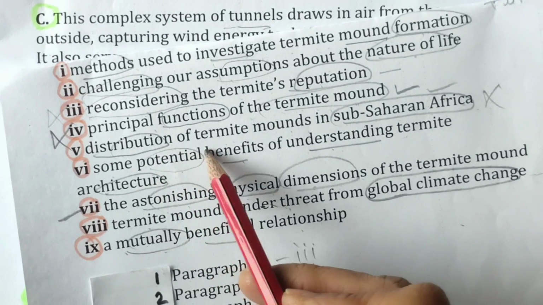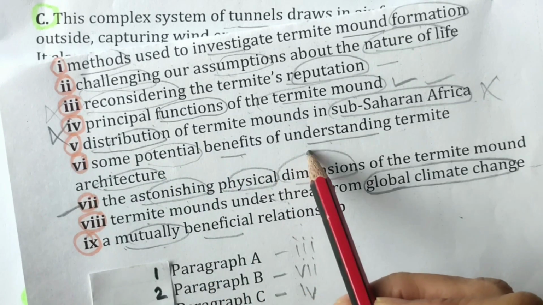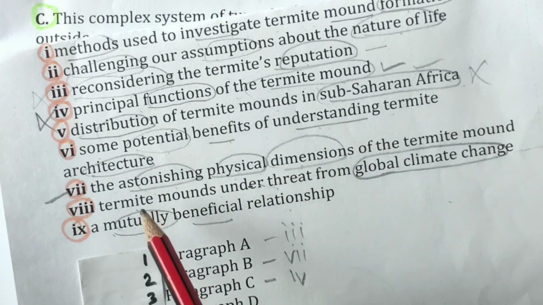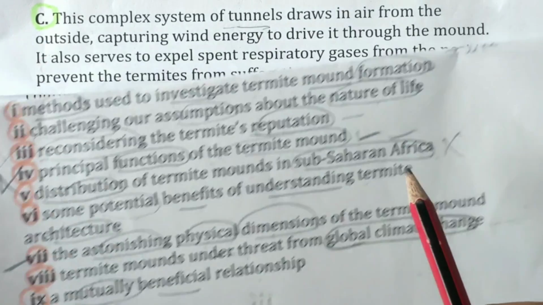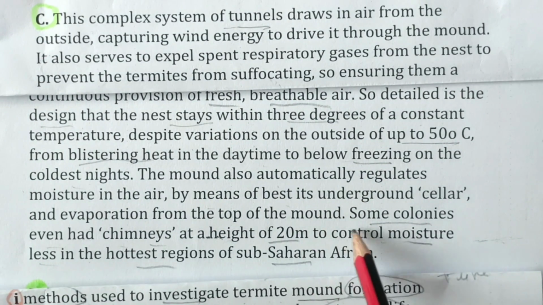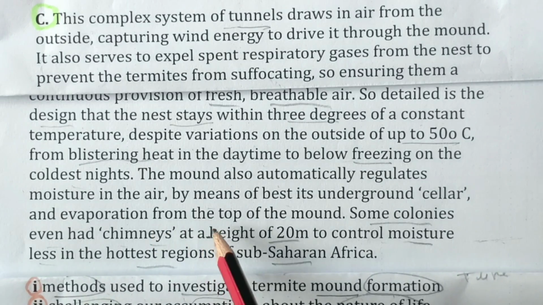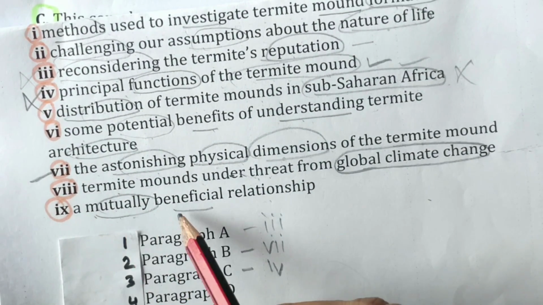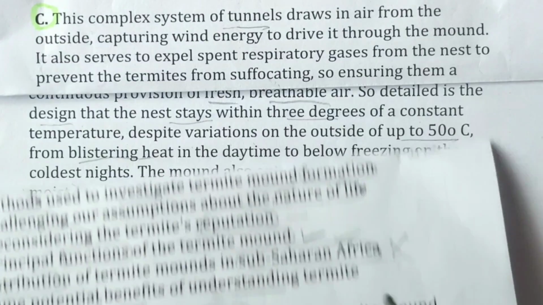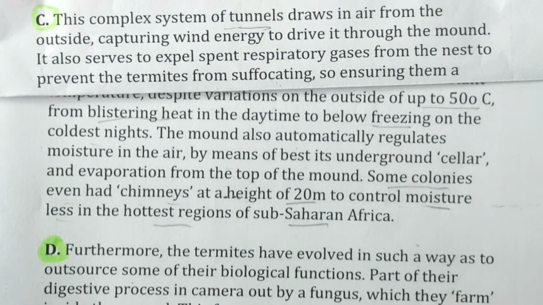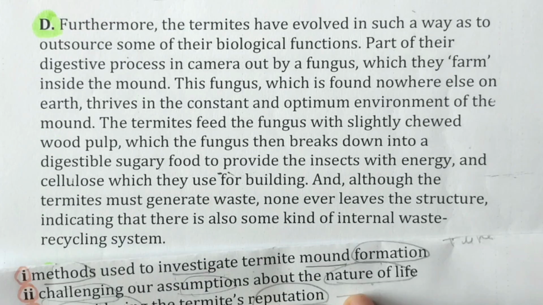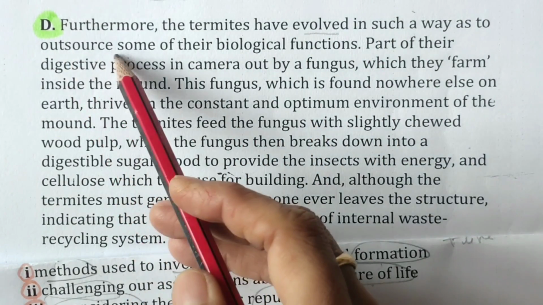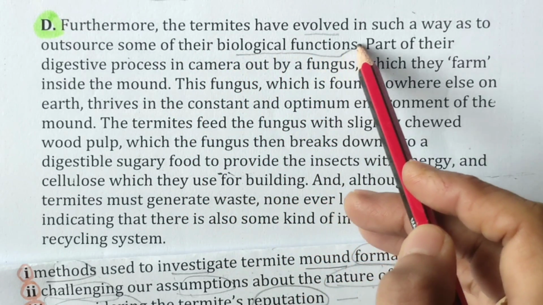And another, also you can read. Some potential benefits, no benefits is there. Astonishing physical dimensions we have done. Termite mounds under threat from global climate change. No, but threat kind of thing is not there. A mutual benefit relationship is also not there. So D number paragraph. Furthermore, termites have evolved in such a way as to outsource some of their biological functions.